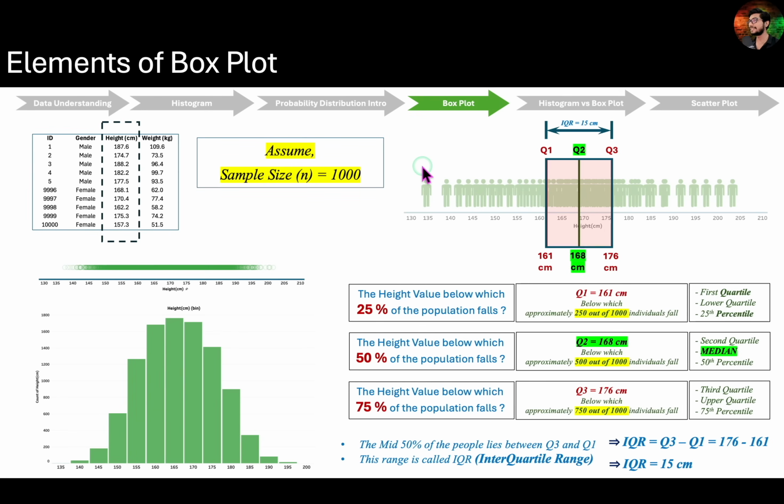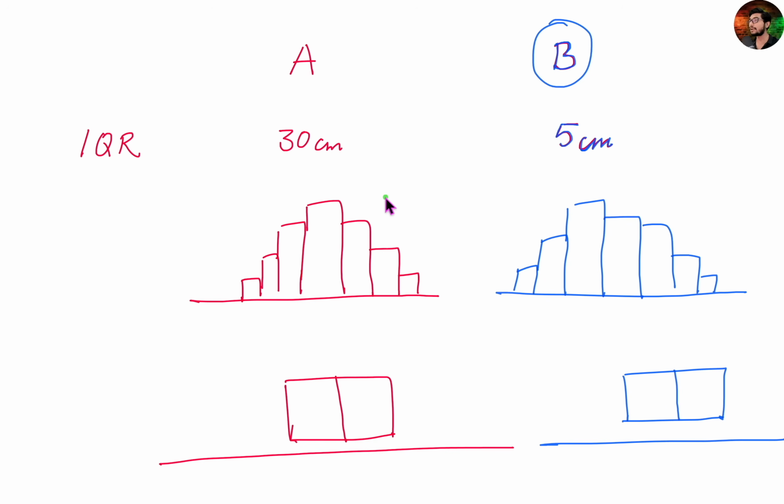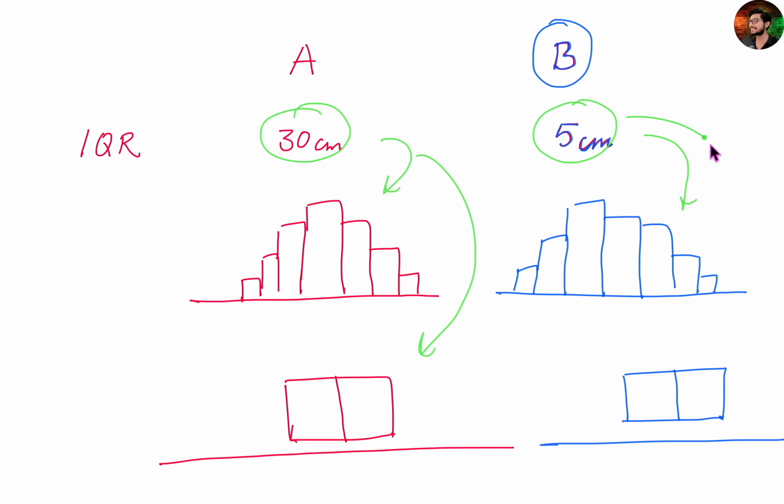Alright, ready? So here's the question. Let's start with IQR. Grab your notepad and divide the section into two parts, A and B. In section A, take the IQR to be 30 centimeters and in section B, take the IQR to be 5 centimeters. Now think carefully, what visual impact will each of these IQR values have on their corresponding histograms and box plots? Please take a moment and do this simple activity.